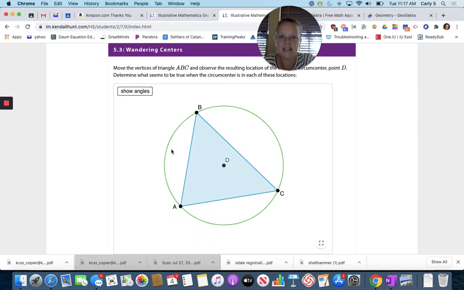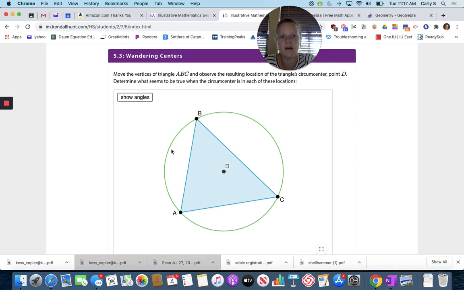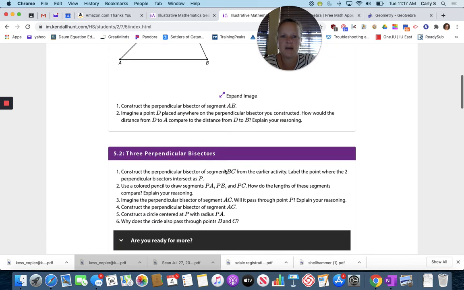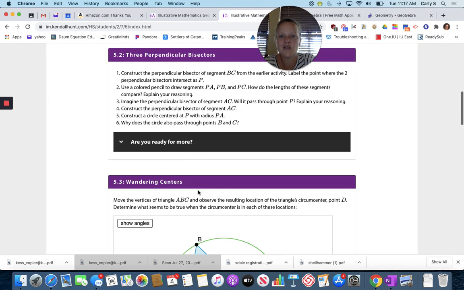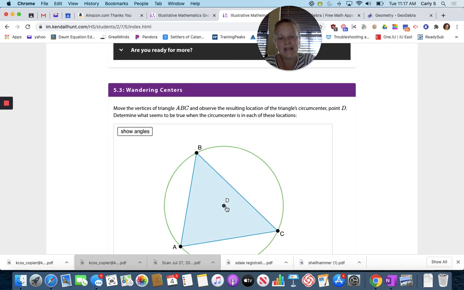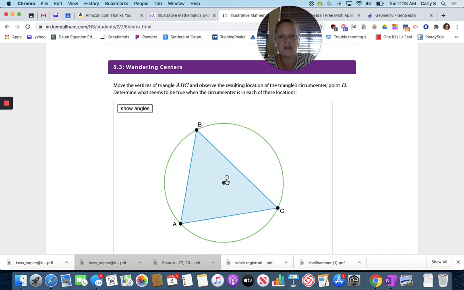So move the vertices of triangle ABC and observe the resulting location of the triangle circumcenter, point D. So it's called the circumcenter. We didn't talk about that. Point P is called the circumcenter. Write that down. Circumcenter. So point D is going to be where all the perpendicular bisectors meet.